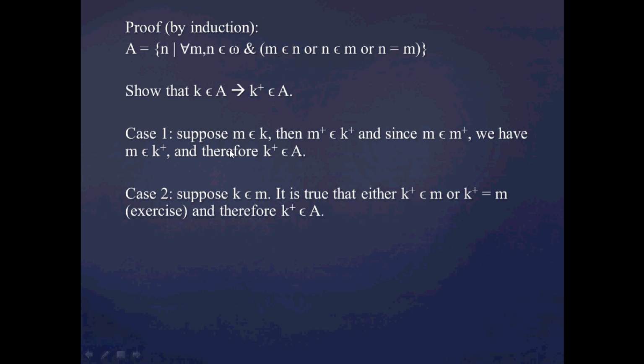So let's consider the second case, that k is a member of m. Now it's true that either k plus is in m, or k plus is equal to m, and this I leave as an exercise to show that this inference holds, that k is a member of m implies that k plus is in m, or k plus is equal to m. And you can see if that inference holds, then it's going to be true that k plus is in A.